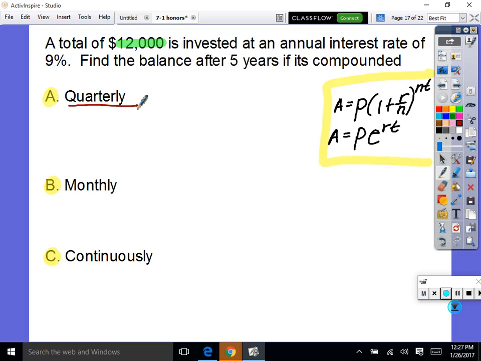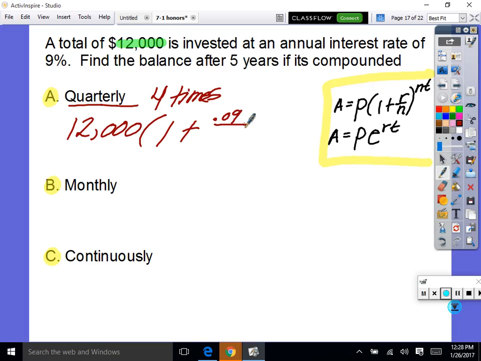Okay, so here we go. There's our formulas over there. So quarterly, we're getting it how many times per year? 4. So we're getting it 4 times a year. Let's use our formula. We're starting with $12,000 times 1 plus our interest rate, which is 9%, so 0.09, over n, which is the number of times.